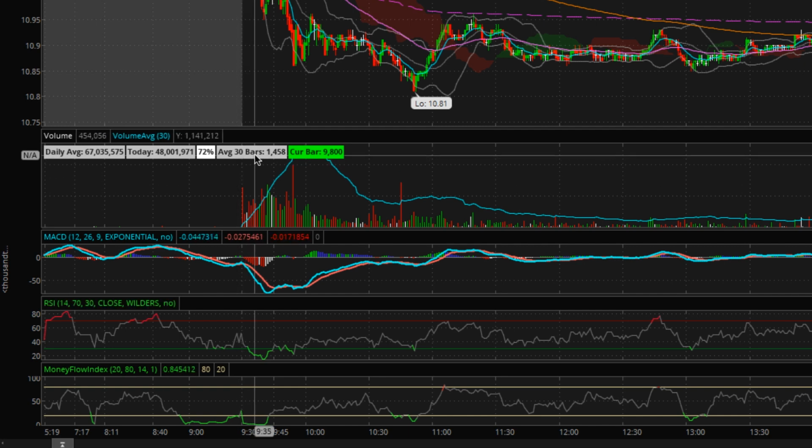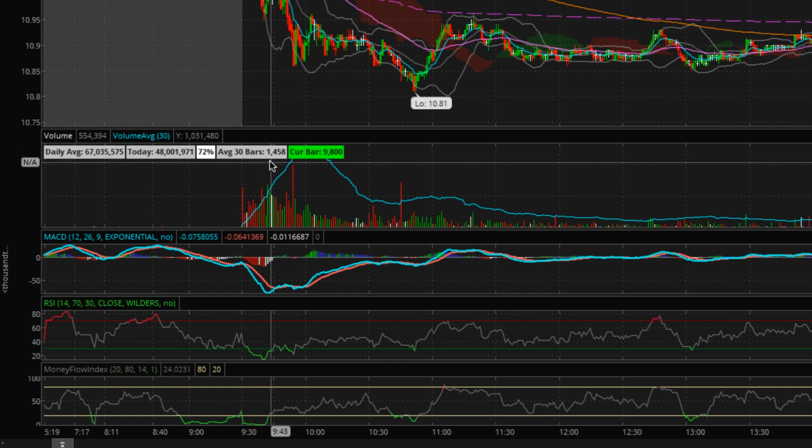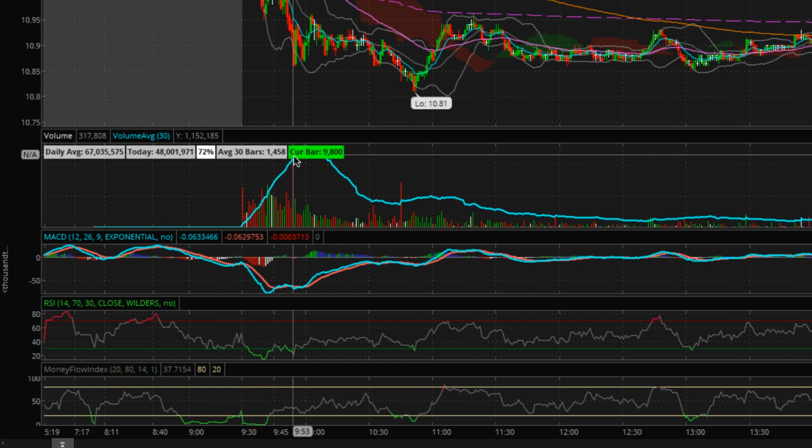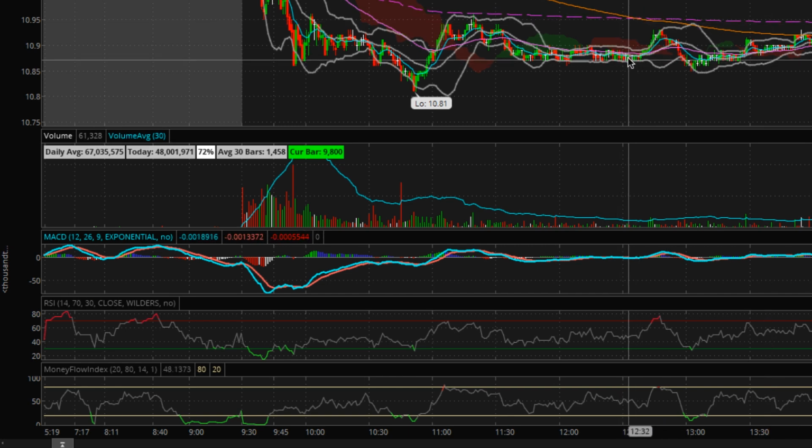The next label is going to be the average volume for the previous 30 bars. And this is really going to depend on how you have your chart set up. So right now I have a 1-minute chart of AMD. And essentially what that means is that every candlestick you see here is going to be 1 minute of time.